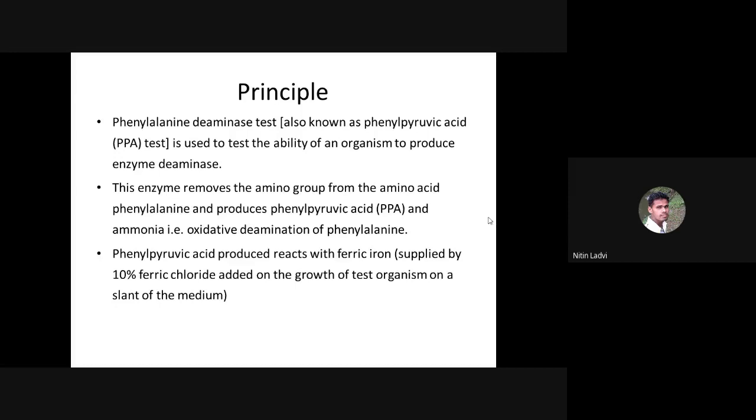So after that, we are supposed to add the 10% ferric chloride onto the growth that is obtained on a slant, and then we are supposed to get the visible green color, and that is the positive test. Okay, so the overall principle is something like this.